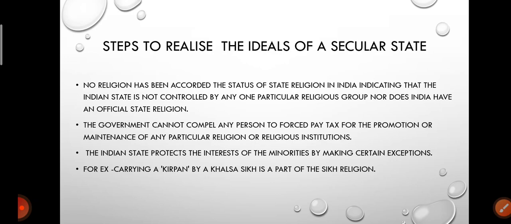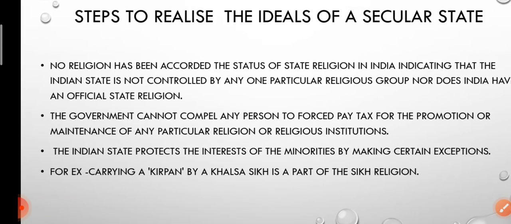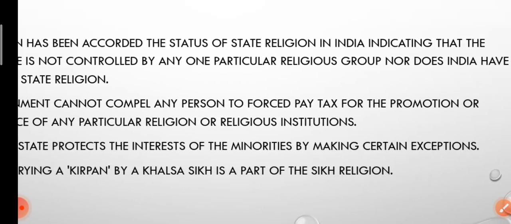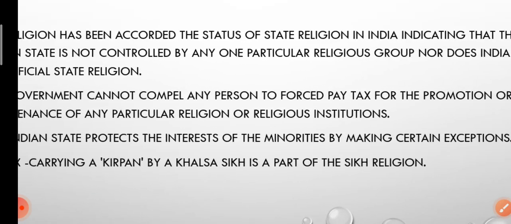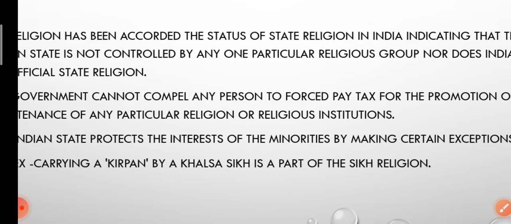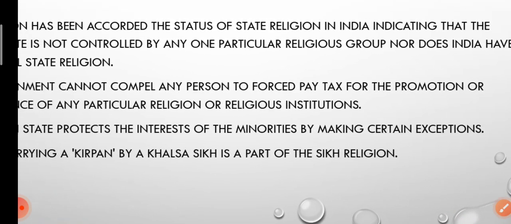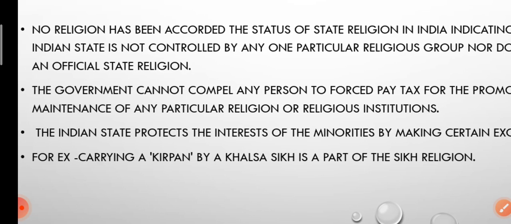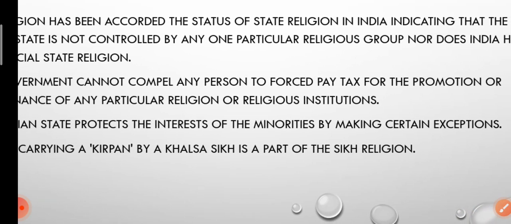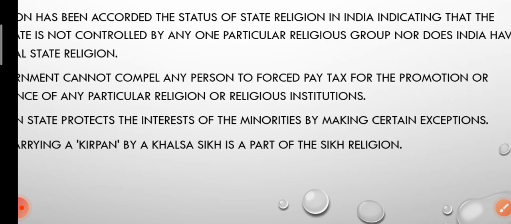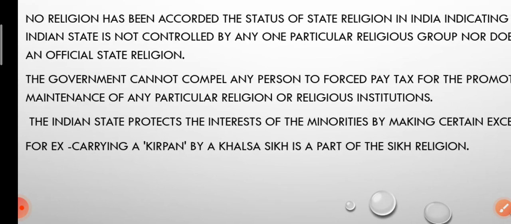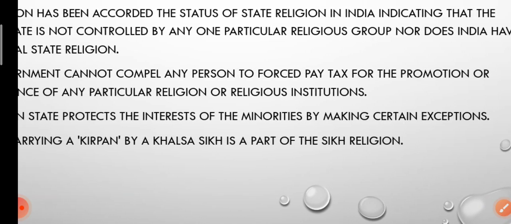Now we will discuss some steps to realize the ideas of a secular state. No religion has been accorded the status of state religion in India, indicating that the Indian state is not controlled by any one particular religion or religious group, nor does India have an official state religion. The government of India cannot compel any person to pay tax for the promotion or maintenance of any particular religion or religious institutions.